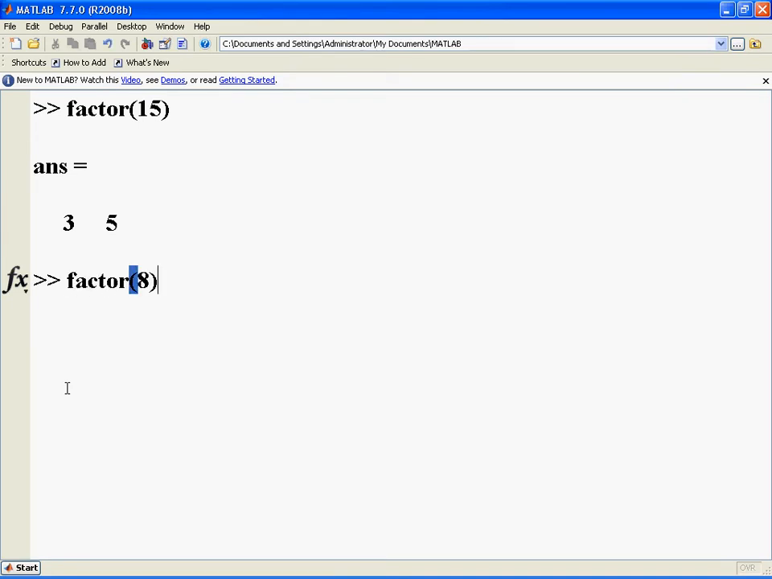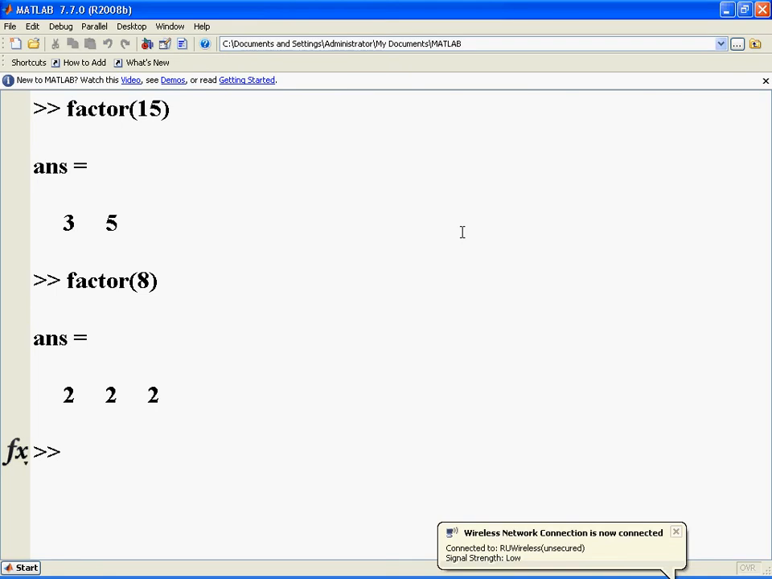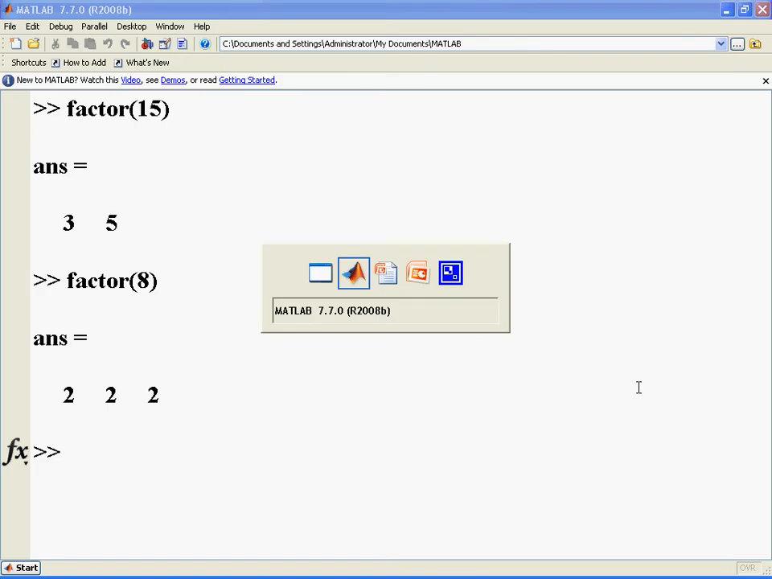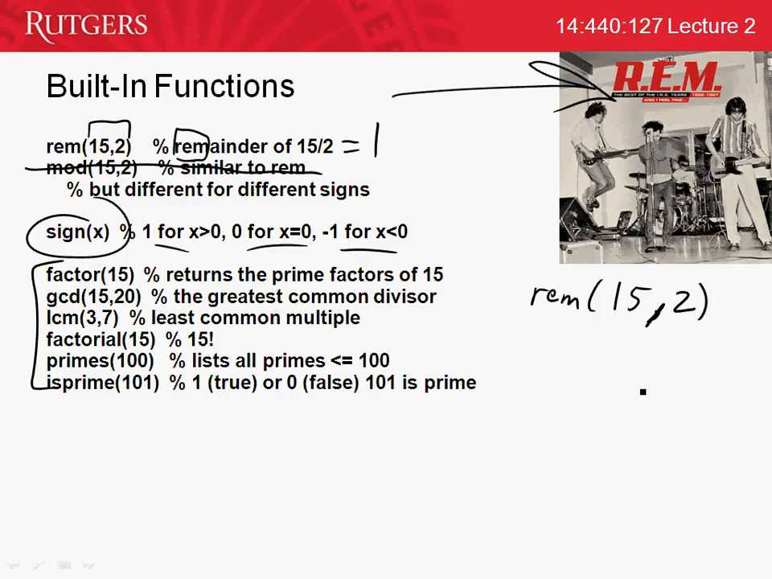If you factor 8, it gives you 2, 2, and 2. Those are the prime factors. Okay, and recall that the prime factors are basically prime numbers that when you multiply them together, you get 8 or you get 15. Okay? Notice that it's not giving you all possible factors. That's a much different problem. Okay? So let's switch back to the PowerPoint.